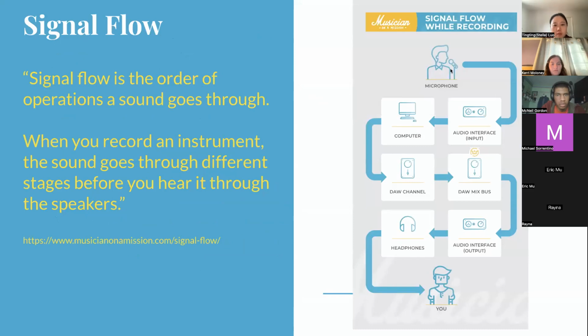So this is our signal flow. You have the microphone, you sing into it, it goes into your audio interface, your Focusrite Scarlett if you have it, which then puts it into your computer. This is your input, which we will see when we go to Pro Tools. Then it goes through your DAW channel, through the mix bus, back to your audio interface, because you have an output on there where you plug your headphones in, through your headphones, and then you hear it back. Signal flow is the order of operations of a sound that goes through. When you record an instrument, the sound goes through different stages before you hear it through the speakers.